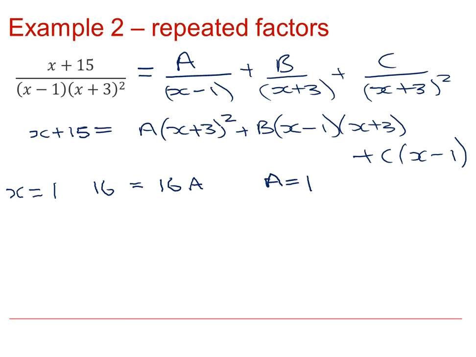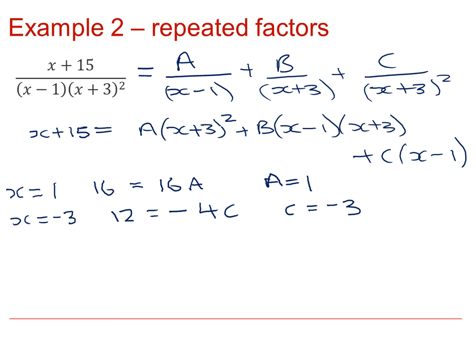Let's choose x equals minus 3. In that case, we would have 15 minus 3 is 12. The (x plus 3) brackets will be 0, and therefore we just have minus 3 minus 1, minus 4 lots of C, telling us that C must be equal to minus 3.